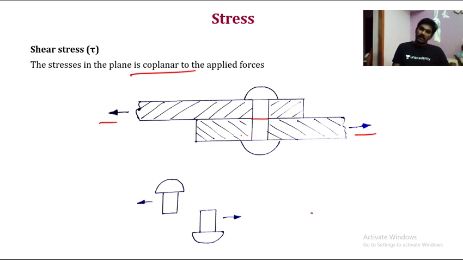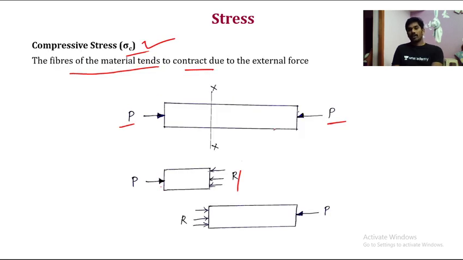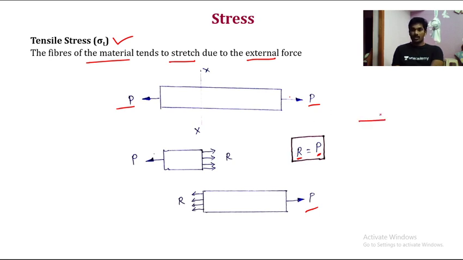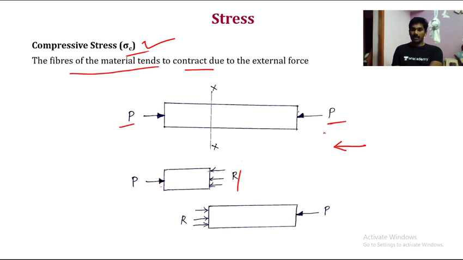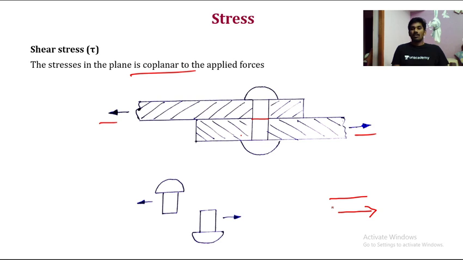Now, how do we identify whether it is shear, compressive or tensile? Very simple. For shear stress, the cutting plane will be parallel to the load applied direction. For compressive or tensile stress, the cutting plane will be perpendicular to the load applied direction. That is the main difference between shear stress and tensile or compressive stress. Tensile or compressive stress is called longitudinal stress, and based on the load direction you must identify whether it is tensile or compressive.